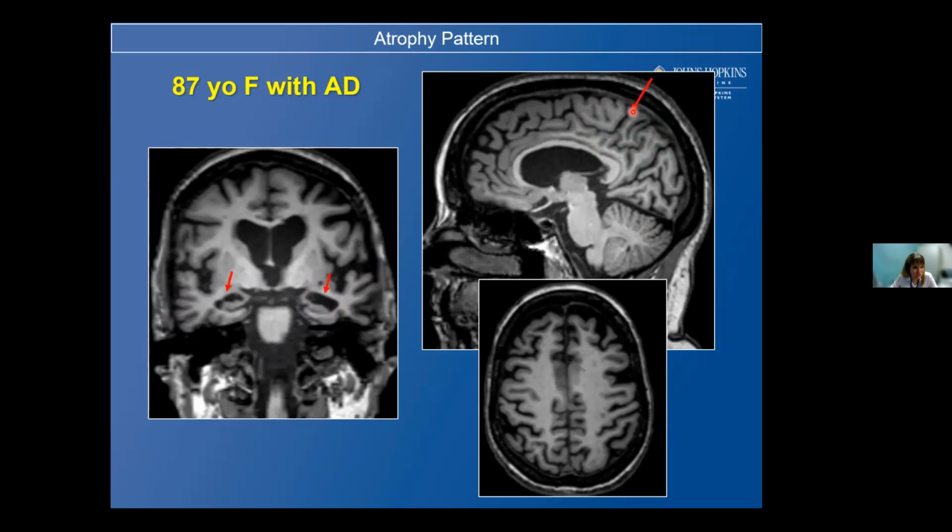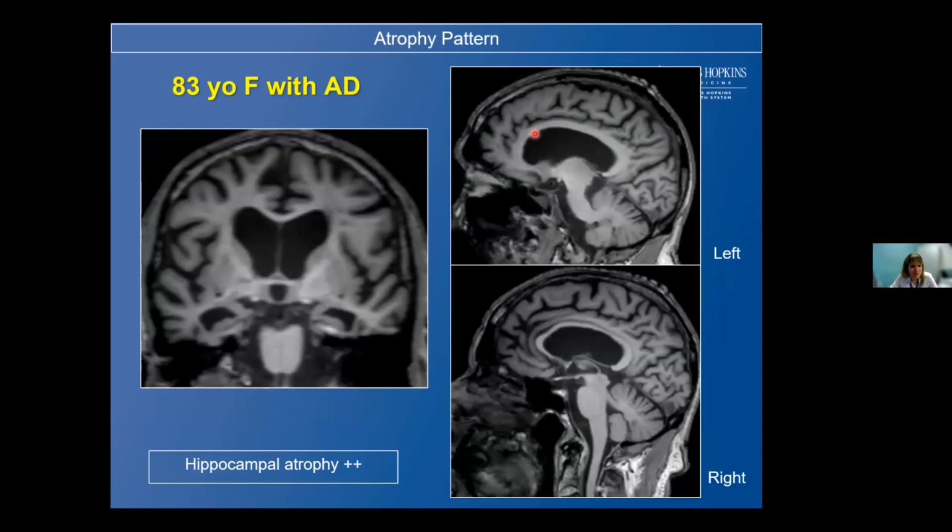So we see no pathologic dilatation of the sulci. They look pretty good for a patient who is 87 years old. So in older patients, the hippocampal atrophy is predominant over the parietal atrophy.